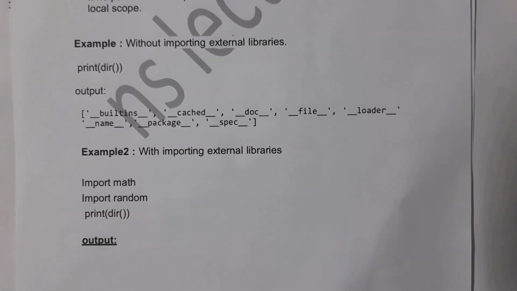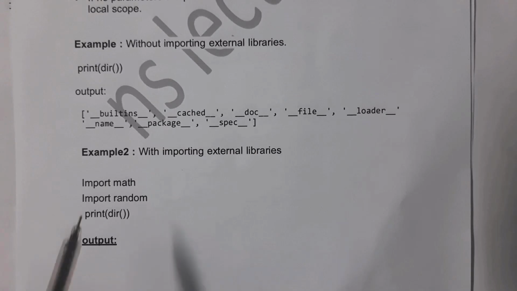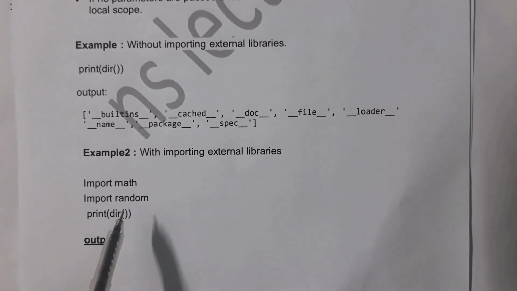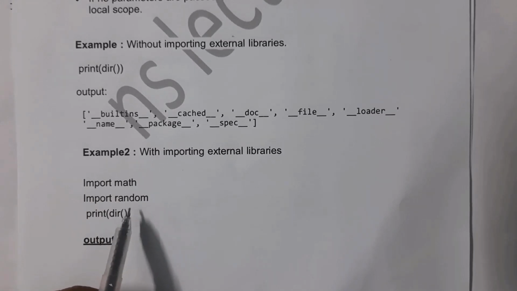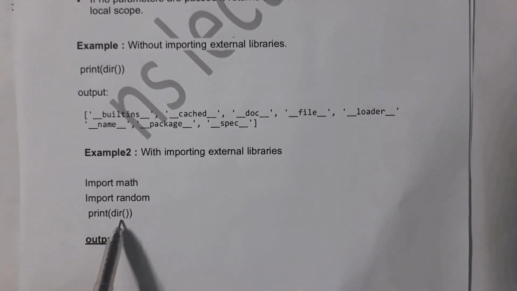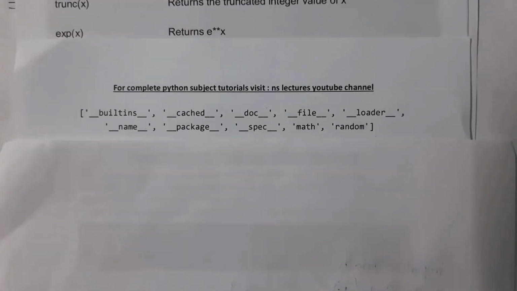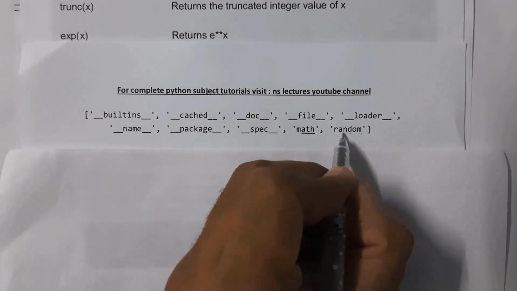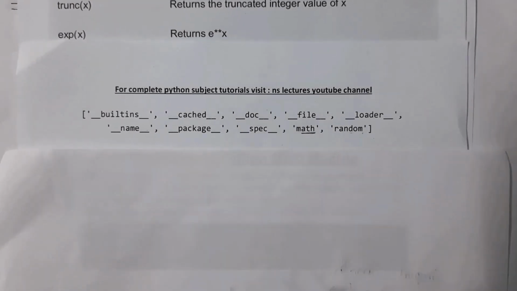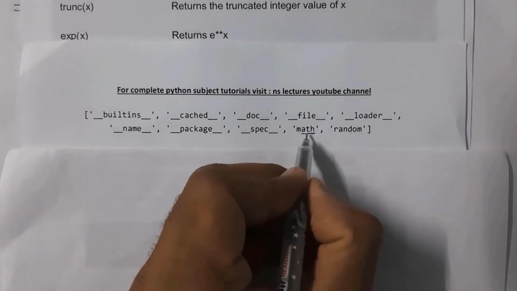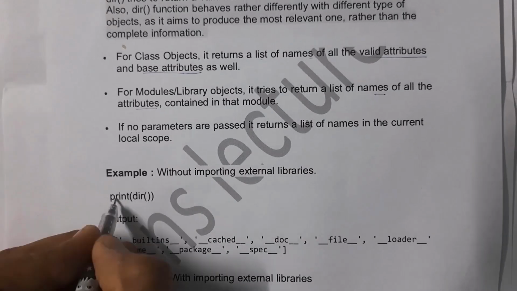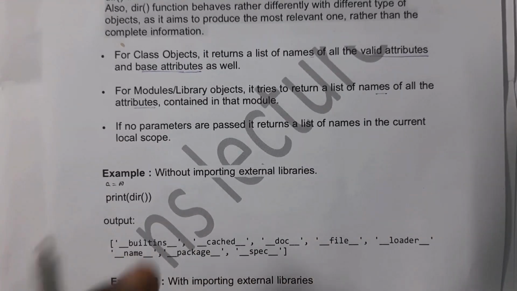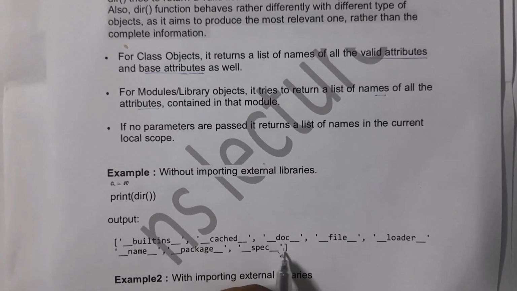This is an example with importing external libraries. For example, here at first I am importing the math module, so just write import math. Next I am importing random, import random. This random is also a module. And next I write print dir. Whenever you run this code, this is my output. You will get all attributes, and at last it will print math and random. These two are modules which I imported before writing print dir. For example, before print dir, if I write a equal to 10, these are all names present in my scope, and at last it will print a, where a is a variable name.